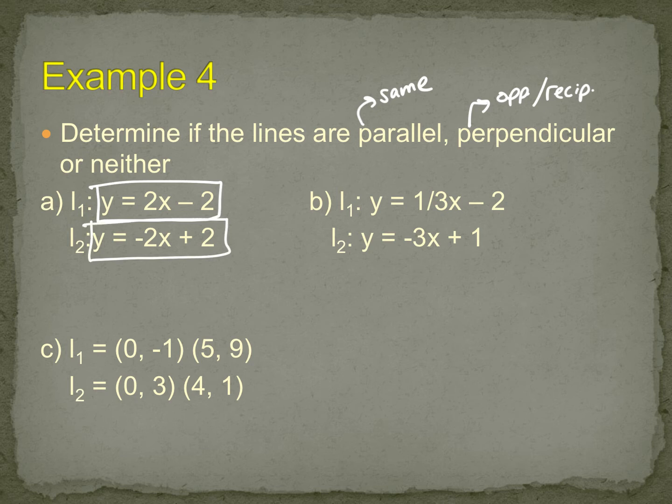From these equations, we want to find our slope. Slope of line 1 would be whatever's in front of that x, so it would be 2. Slope of line 2 would be whatever's in front of that x, which is -2. They're obviously not the same. They are opposites, but they are not reciprocals, so this is a neither situation. If you wanted to graph it so you could get a visual on it, you can feel free, but you don't need to.